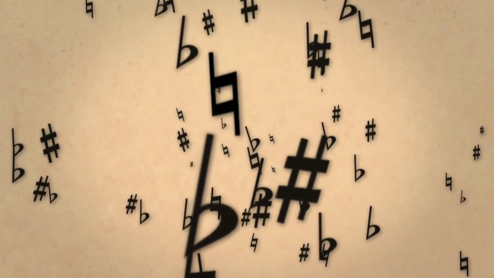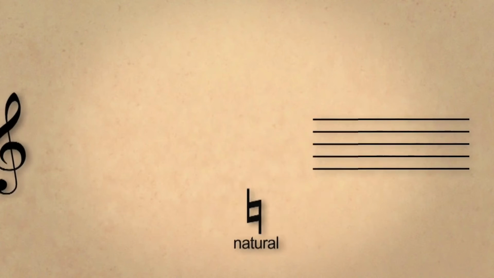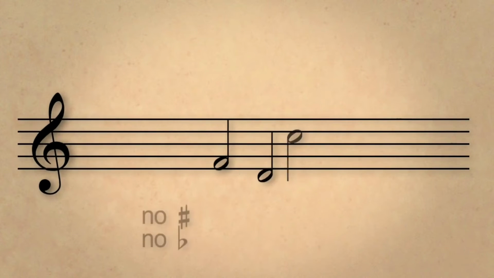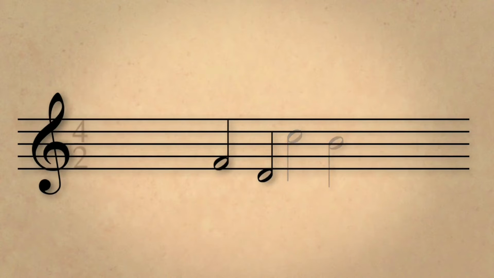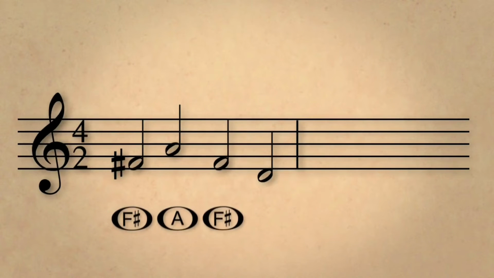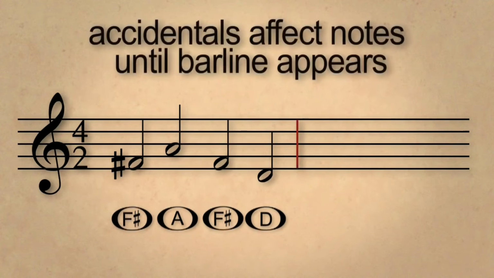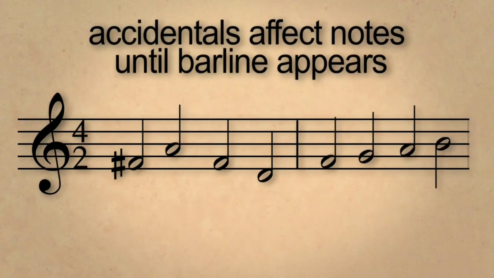The sign for a natural looks like this. If a note does not have a flat or sharp before it, it is always a natural with two exceptions. The first exception is when an accidental is placed before a note, that note will always sound that way through the entire bar. Once the bar line appears, the note will return to a natural unless the accidental, sharp or flat, is added again.